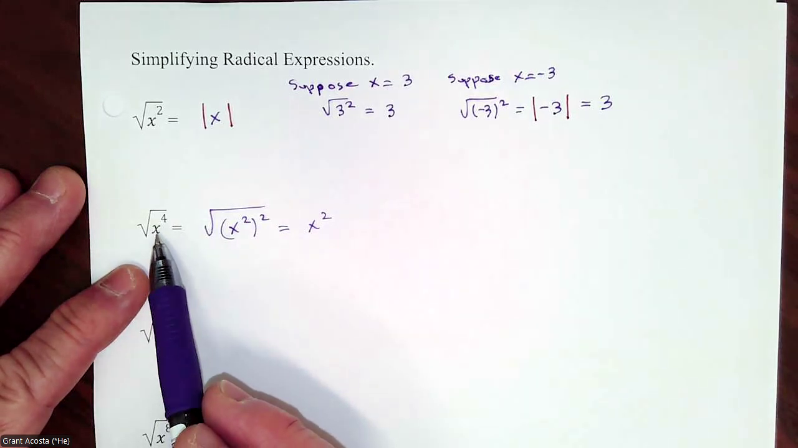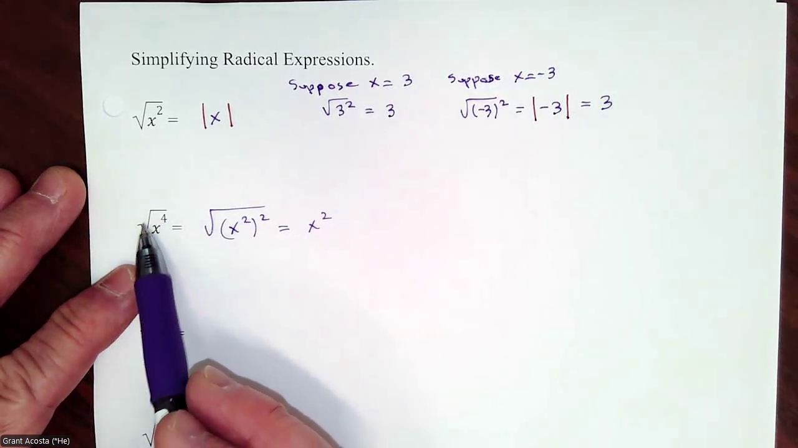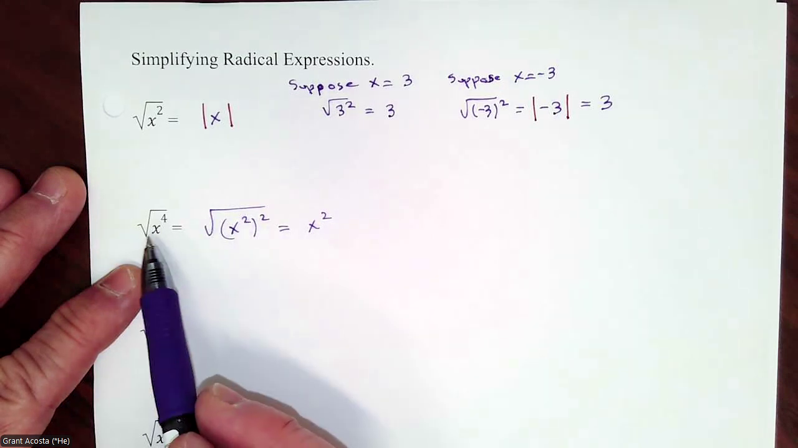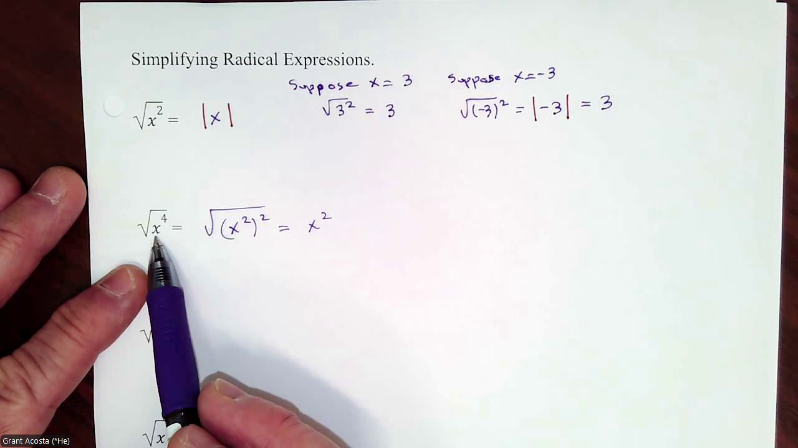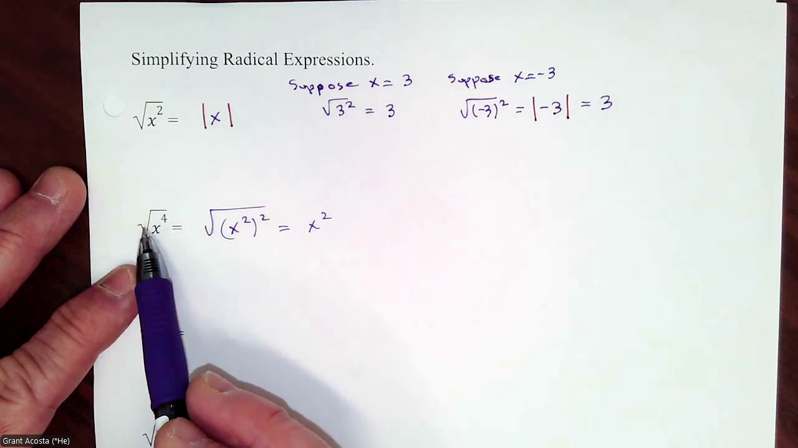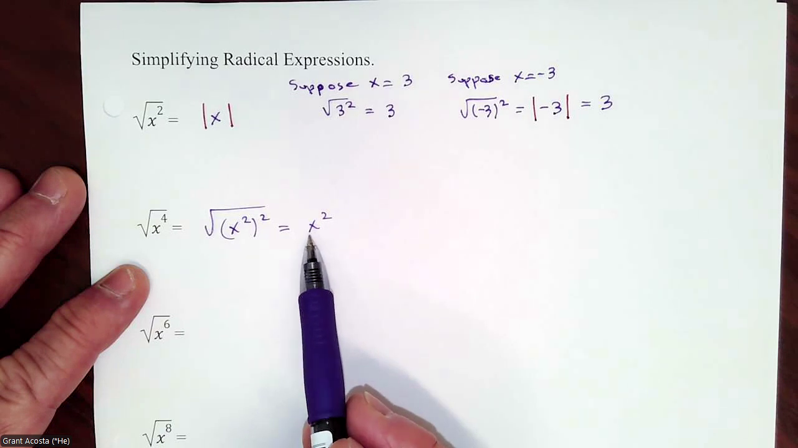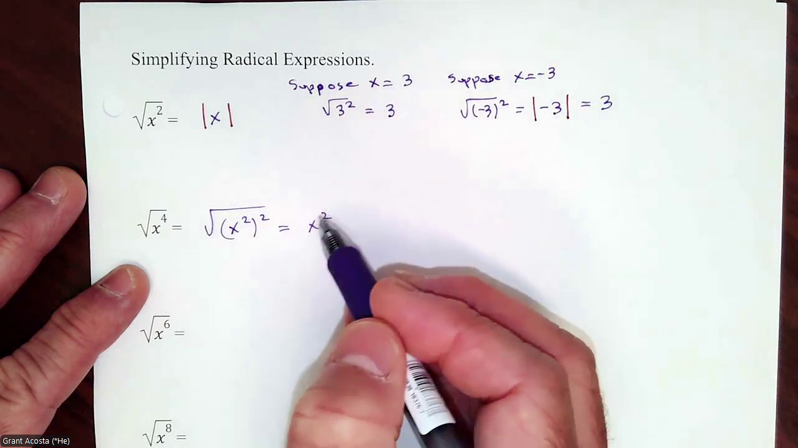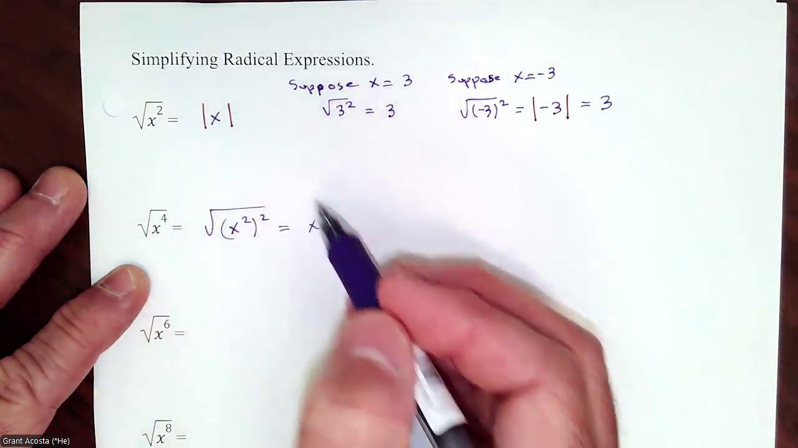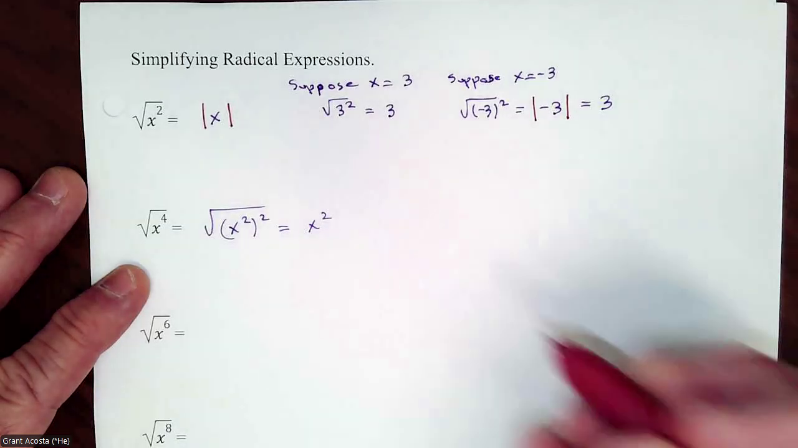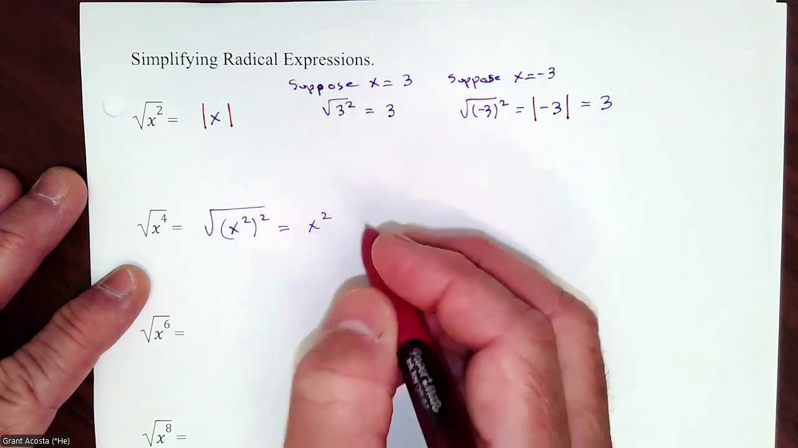If x is 1, 1 to the fourth is 1, and the square root of 1 to the fourth would be 1. And if you put 1 in there, you get the right answer. If x was -1, -1 to the fourth is +1. The square root of +1 is 1. And if I put -1 in there, I get the right answer. Why? Because x is squared, right? Remember, the point of the absolute value is to make it positive, but this is already positive. So I do not need absolute values on this one because this is always positive.